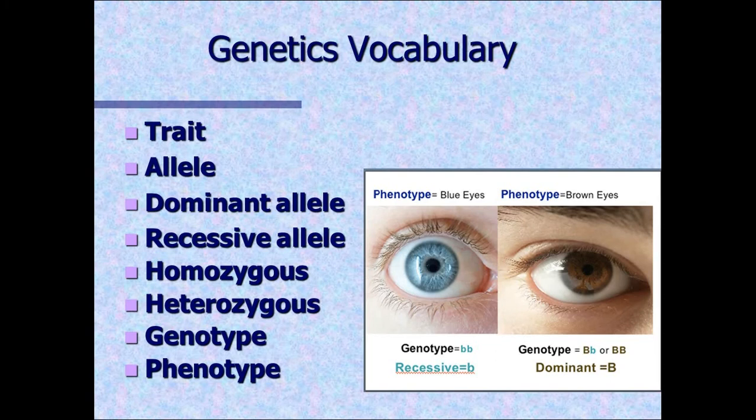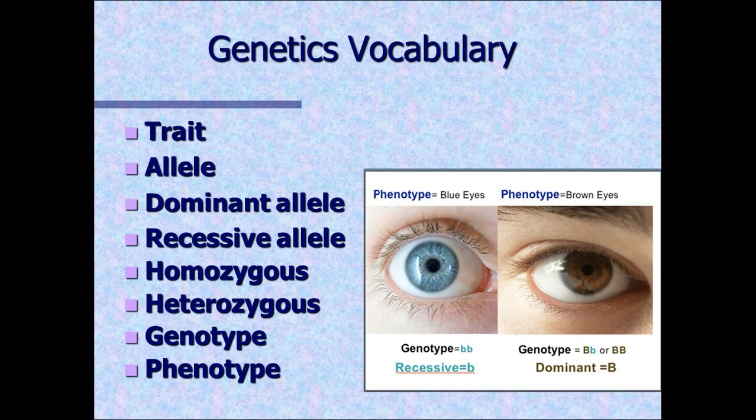The recessive allele is the allele that is only seen if paired with itself. So in our picture, blue eyes are recessive. You have to have two recessive genes in order to see the blue eyes. Recessive genes are written as lowercase letters.